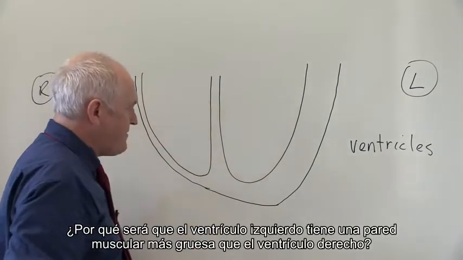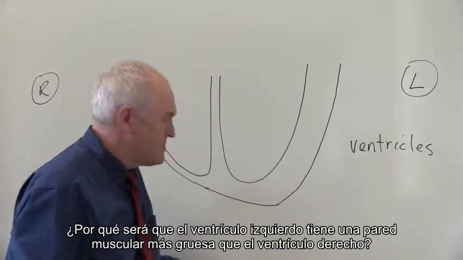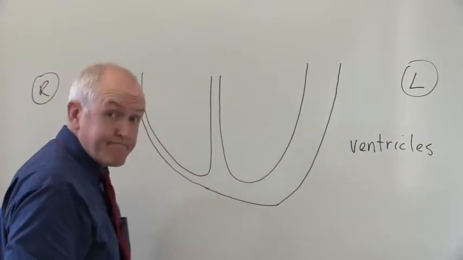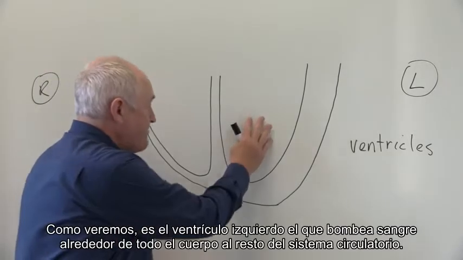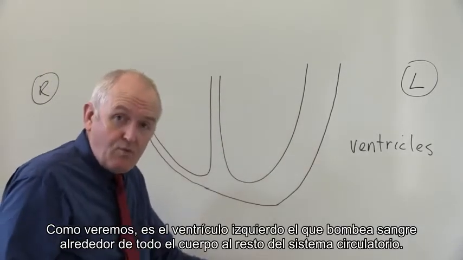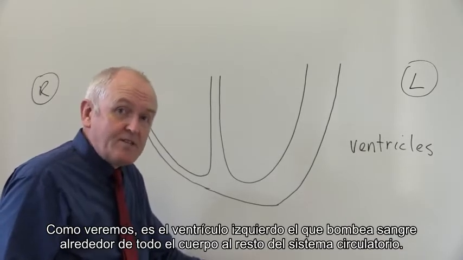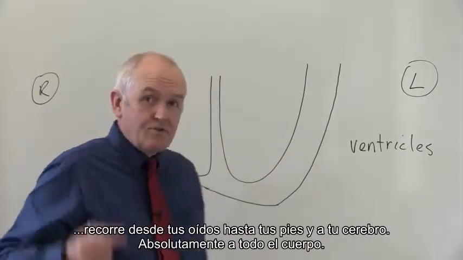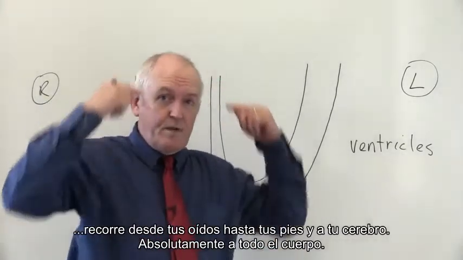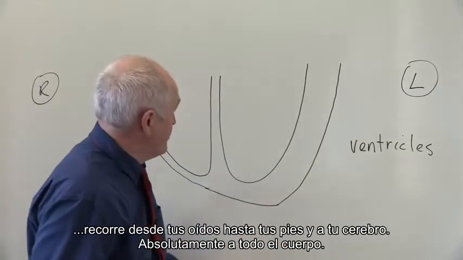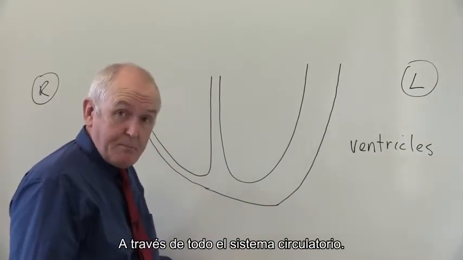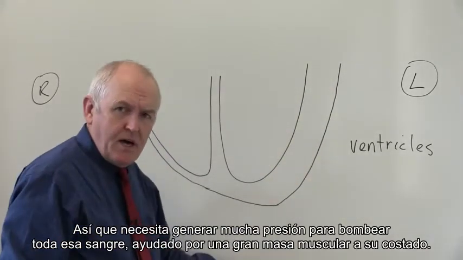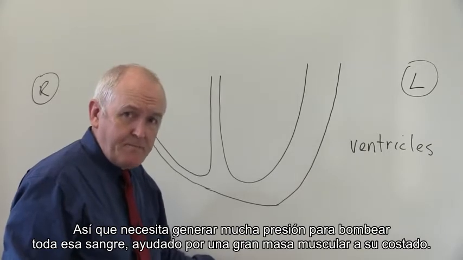Now, why is it that the left ventricle has a thick muscular wall and the right ventricle has a thin muscular wall? Well, as we'll see, it's the left ventricle that's pumping blood all around the body into the systemic circulation. So the blood that's pumped from the left ventricle goes to your ears, down to your toes, up to your brain, absolutely everywhere around the body, all of the systemic circulation. So it needs to generate a fairly high pumping pressure with a large muscular mass on the left side.